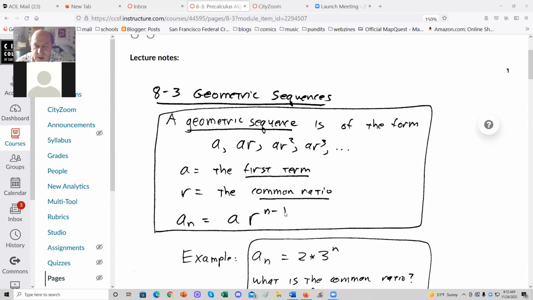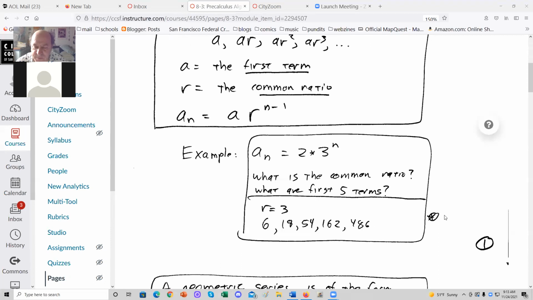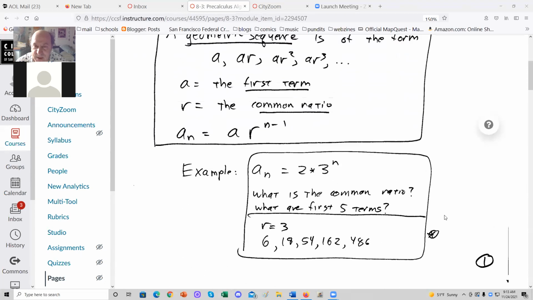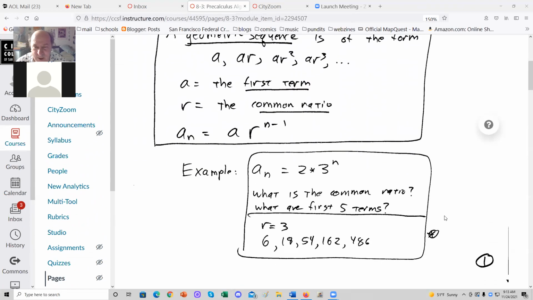The n minus 1 is so that a1 will just be a. You see. So for example, a_n is 2 times 3 to the n. The common ratio is 3. The first terms are 6, 18, 54, 162, 486, and so on, going on forever like that. Sometimes they start at a0, so that would be the 0th term, whatever.